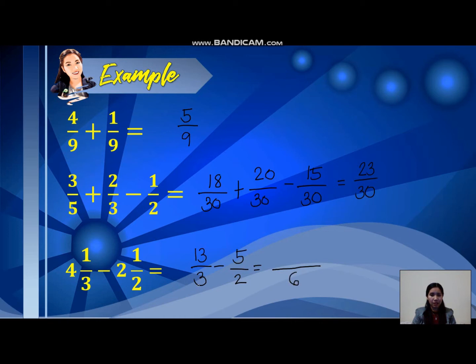6 divided by 3 is 2, times 13 we have 26. 6 divided by 2 is 3, times 5 we have 15. 26 minus 15 we have 11 over 6. You may change this answer to a mixed number. So 11 over 6 is equivalent to 1 and 5 over 6.